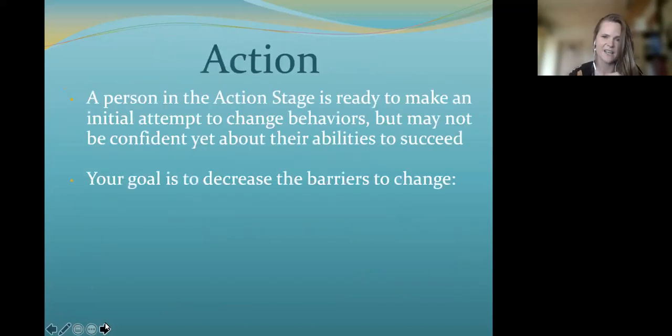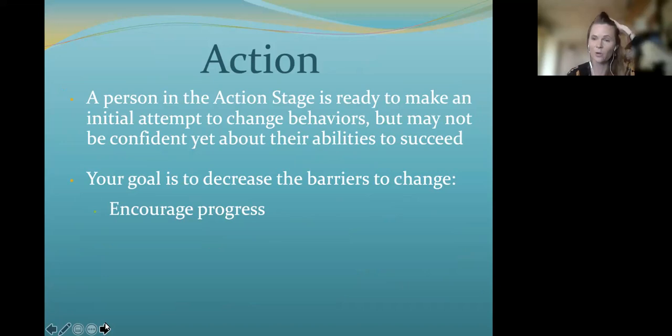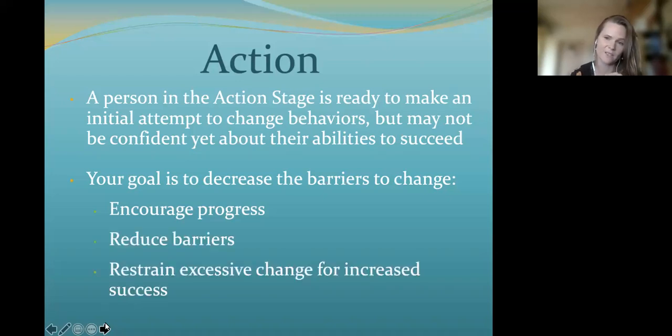In action, a person is ready to make an initial attempt to change behavior, but often there's a lack of confidence or a lack of knowledge about how to go about putting that into action. So your goal here is to smooth the path. You want to make sure that they're really recognizing the progress that they're making, even if it's smaller than what they're expecting. You want to make sure that, to the extent that you can anticipate barriers, you're helping plan to remove them or mitigate them.